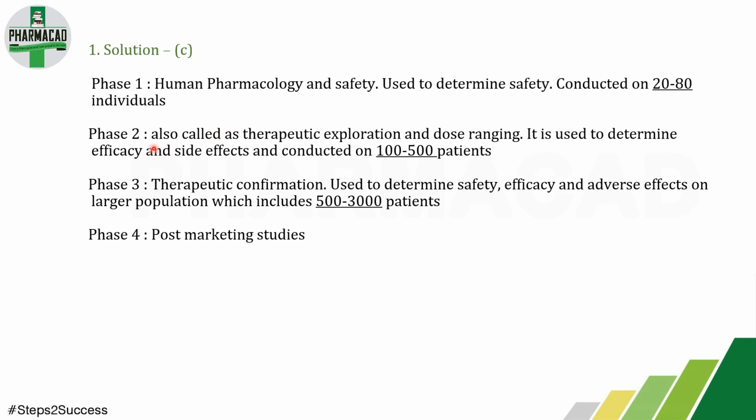The phase 2, which is also called therapeutic exploration and dose ranging phase, is used to determine efficacy and the side effects, and it is conducted upon 100 to 500 patients. Phase 3 clinical trial is for the therapeutic confirmation of the drug, and it is used to determine safety, efficacy and adverse effects on a large number of population, which involves 500 to 3000 patients. But the phase 4 is all related to the post-marketing studies.